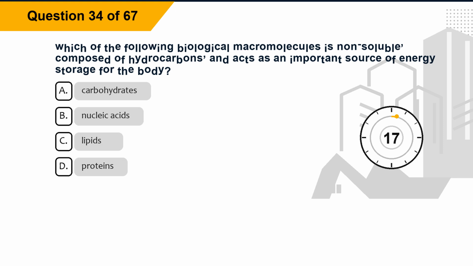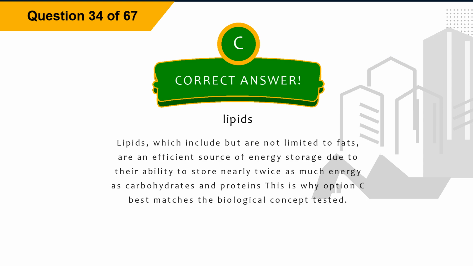Question 34. Which of the following biological macromolecules is non-soluble, composed of hydrocarbons, and acts as an important source of energy storage for the body? Option A, carbohydrates. Option B, nucleic acids. Option C, lipids. Option D, proteins. The correct answer is option C, lipids. Explanation. Lipids, which include but are not limited to fats, are an efficient source of energy storage due to their ability to store nearly twice as much energy as carbohydrates and proteins. This is why option C best matches the biological concept tested.